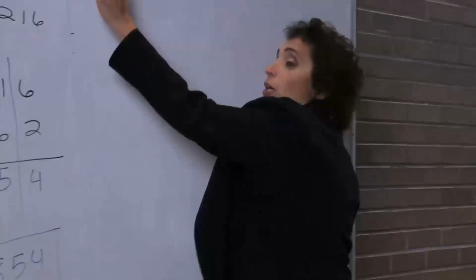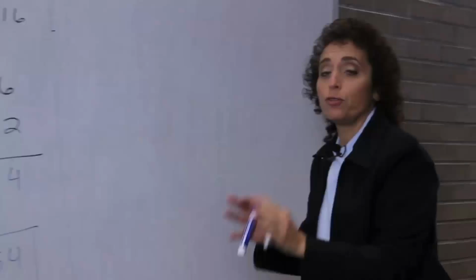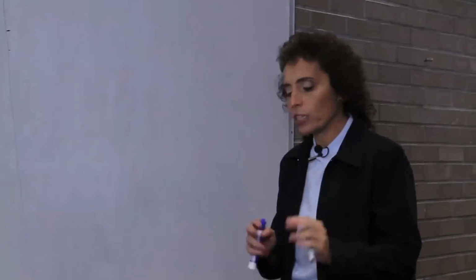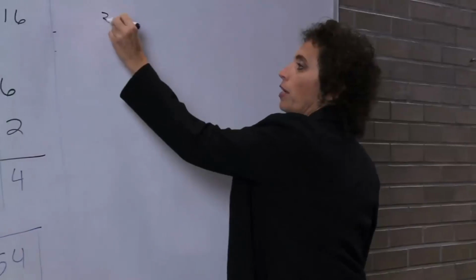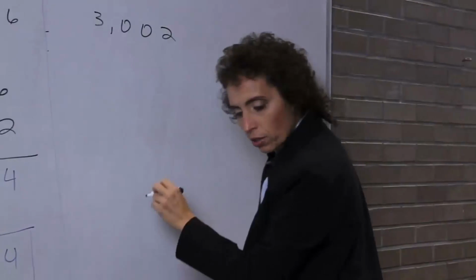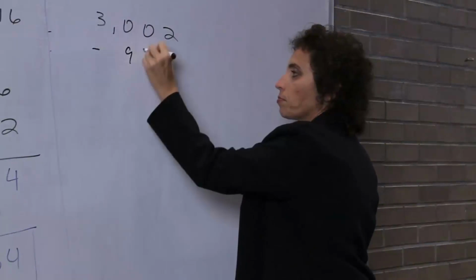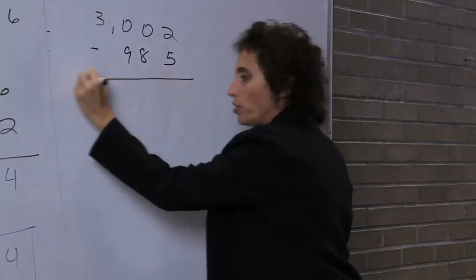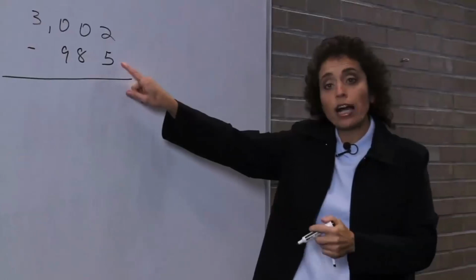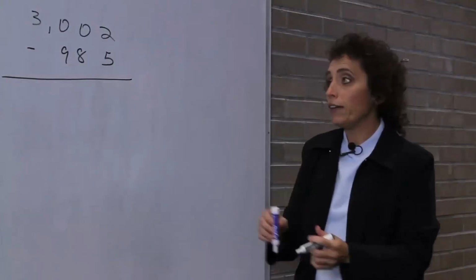Okay, let's try example 2. Now what makes example 2 fun is you're actually subtracting with zeros. You're not dividing with zeros. We'll do that later. We're actually subtracting with zeros, and there's an easy way to do that. So let's take this number 3002 and subtract the number 985. Okay, now watch this closely. It's kind of cool. Okay, you cannot subtract 5 from 2. So what you have to do is you have to borrow.